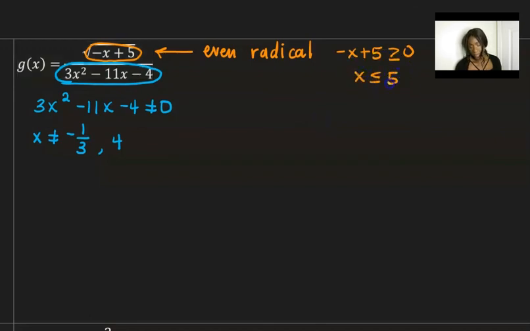We've also already solved this inequality. We get that x is less than or equal to 5. Remember, the sign flips when we divide by that negative 1. So we have 3 pieces of information here. Less than or equal to 5, but cannot be negative 1/3 and cannot be 4. So I'm going to put all 3 of those pieces of information on the same number line.